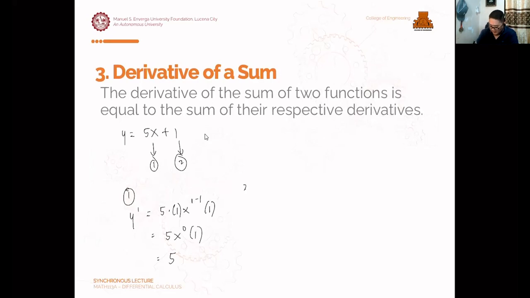And then yung second term natin is a constant. So derivative ng constant is 0. So pag pinagsama natin, yung y prime natin will be equals to 5 plus 0, o yung derivative natin for the given function is just equals to 5. Okay?